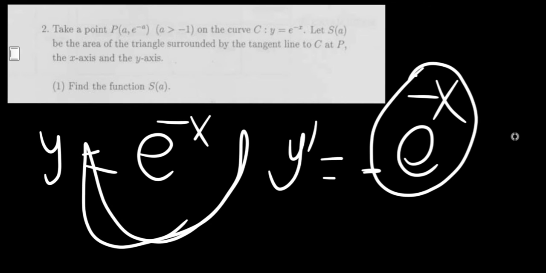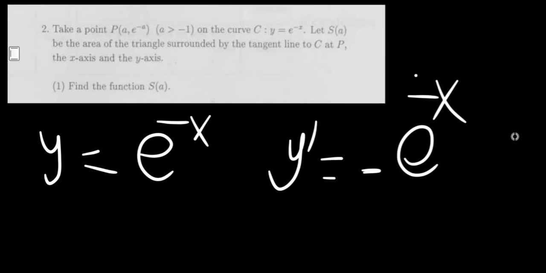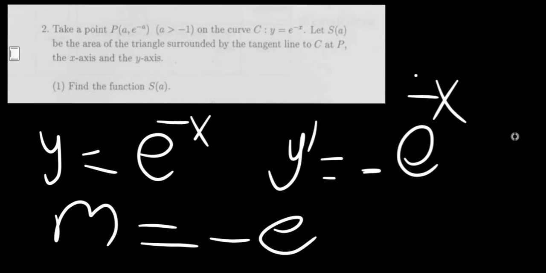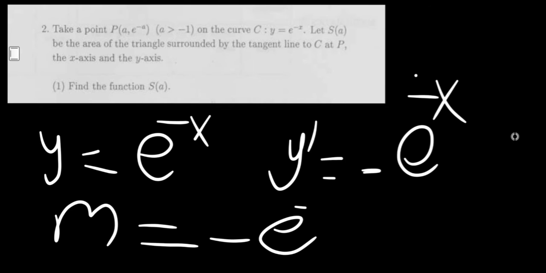So if we want the tangent line at the point P, we just need to plug in the point P over here and we can find this tangent line. What do I mean by this? Well, the m of the tangent line is equal to minus e to the minus x, but for x we are going to plug in a. Why? Because we want it at that point.